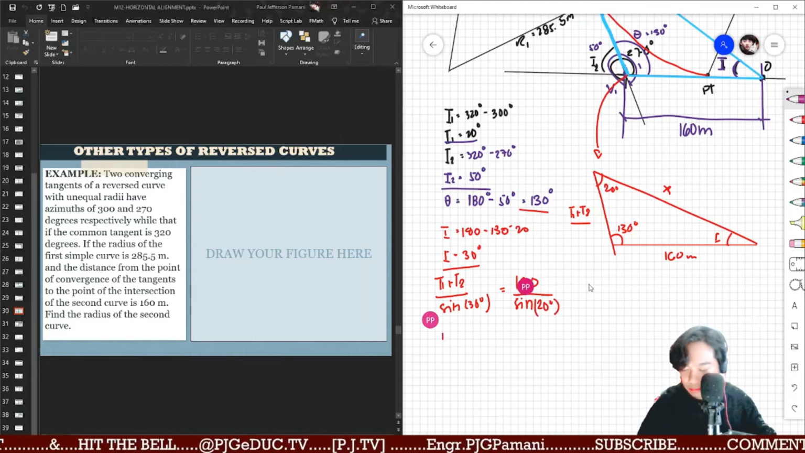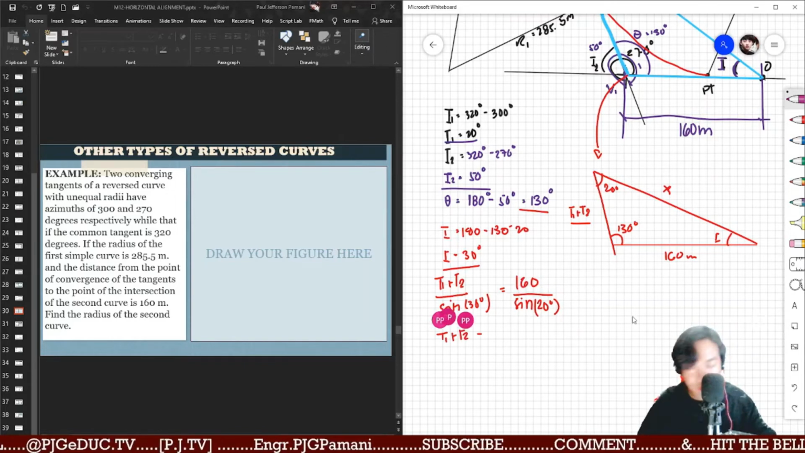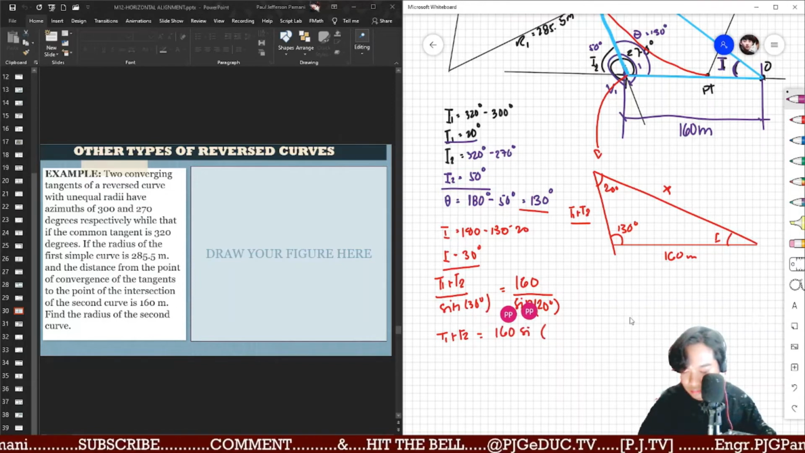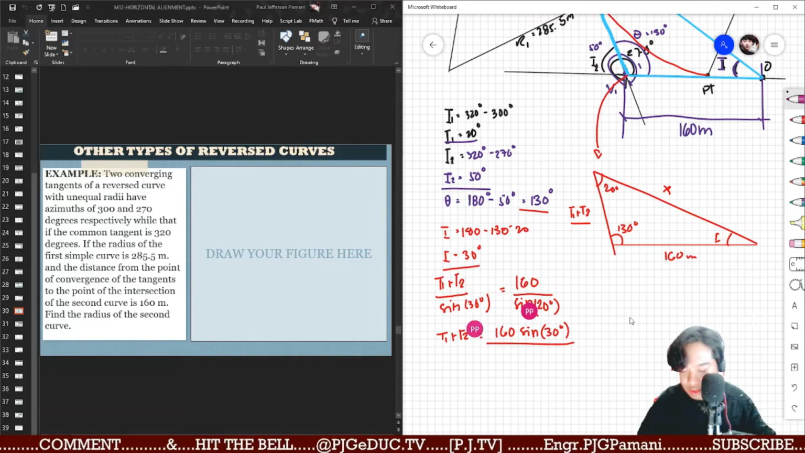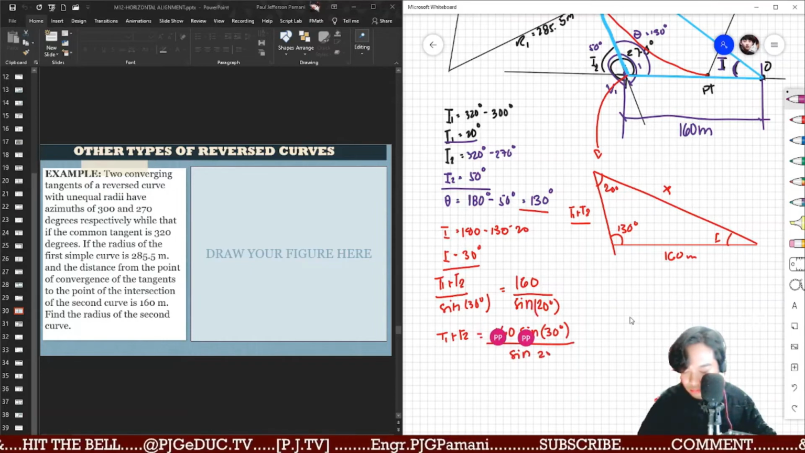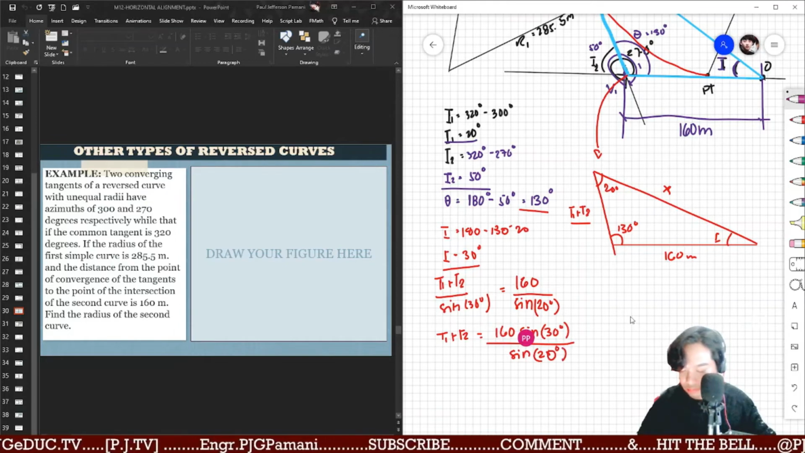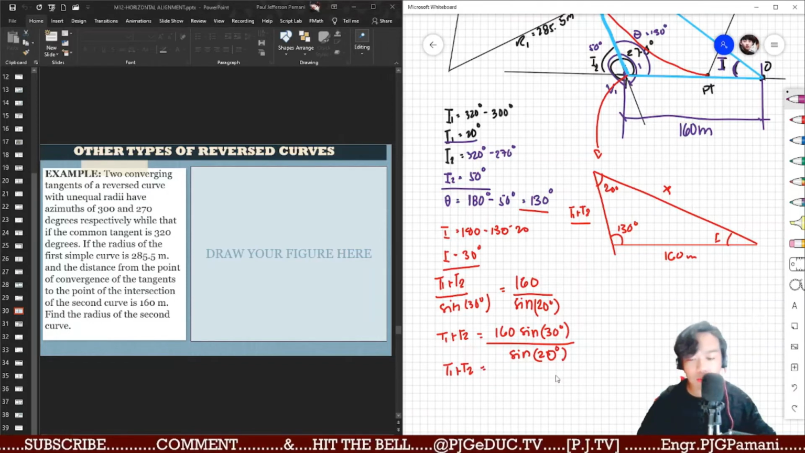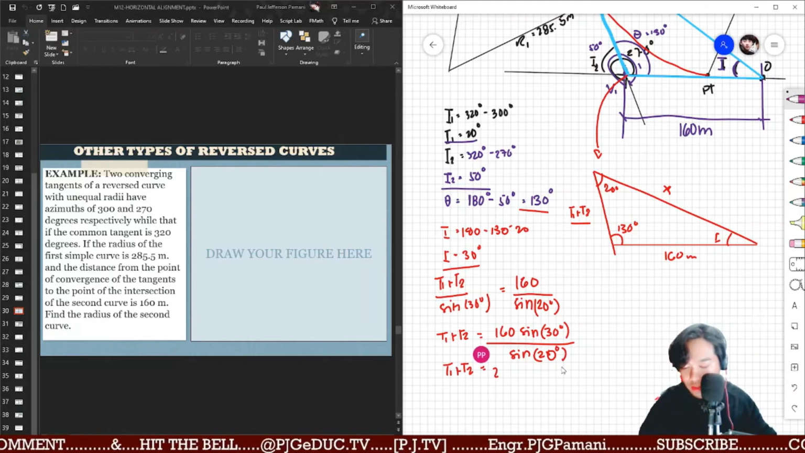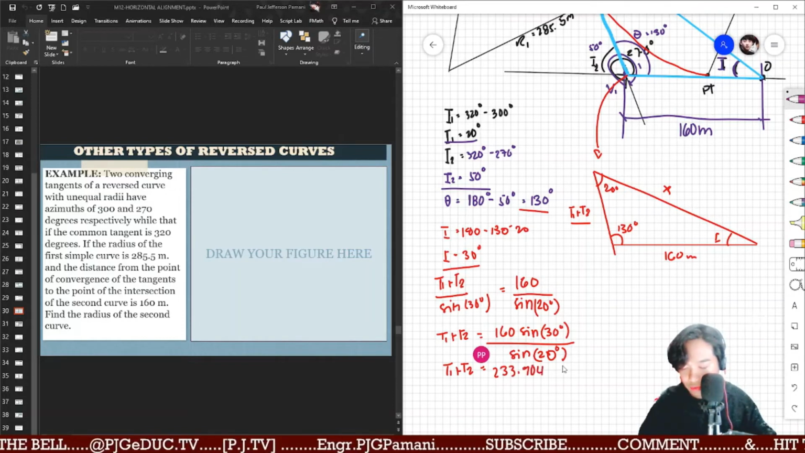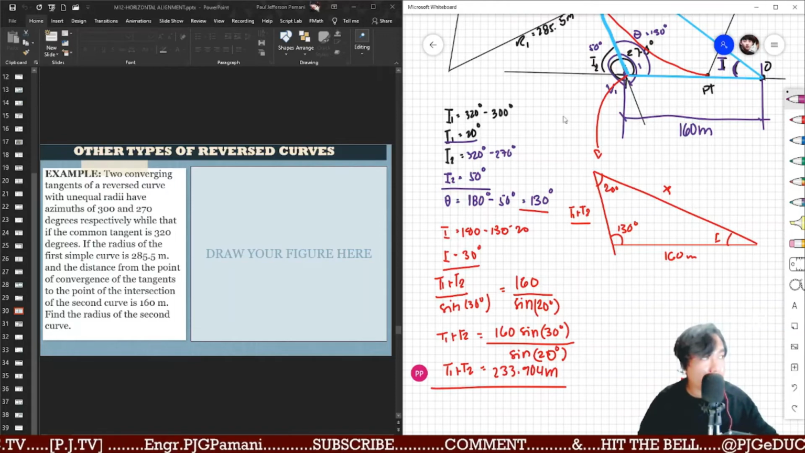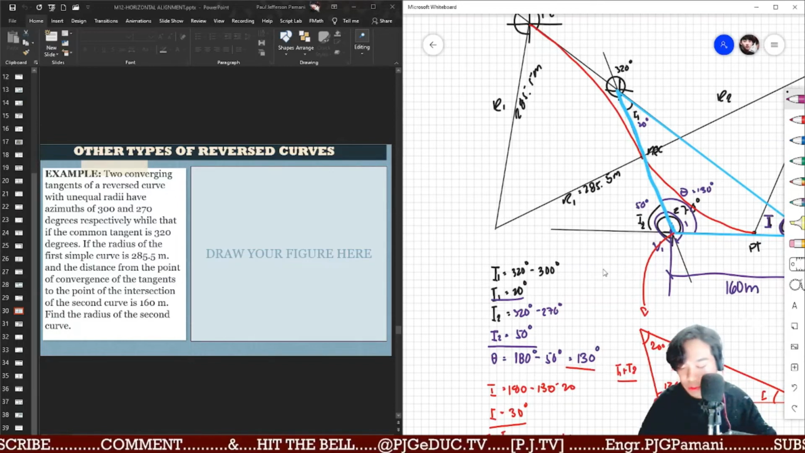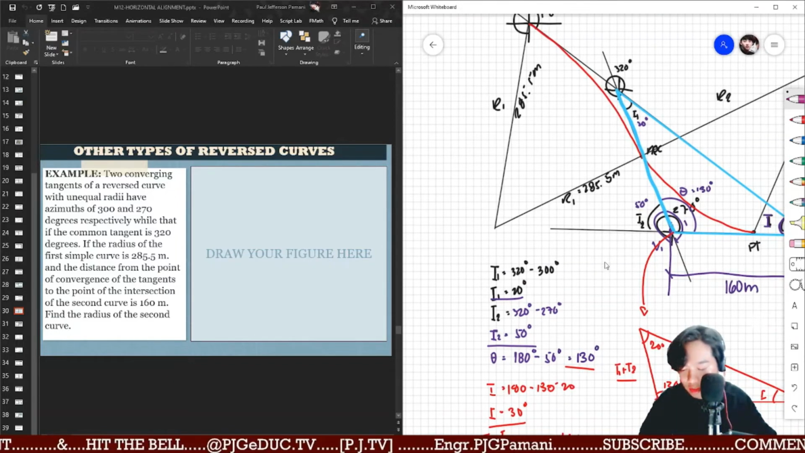Okay, simplify. Common tangent now is equal to 160 sine 30 over sine 20 degrees. T1 plus T2 for the common tangent is now 233.904 meters. Note that in our problem, given yung radius ng first curve. So we can simply solve for the tangent distance 1.